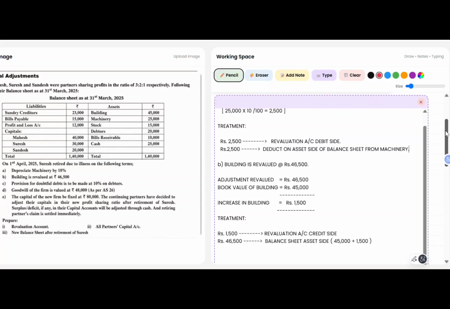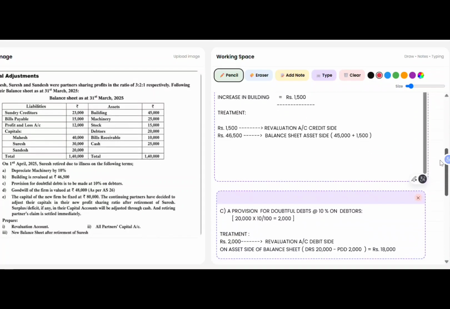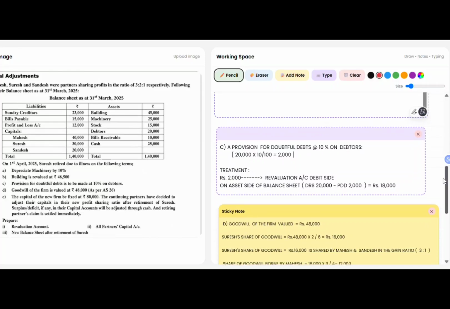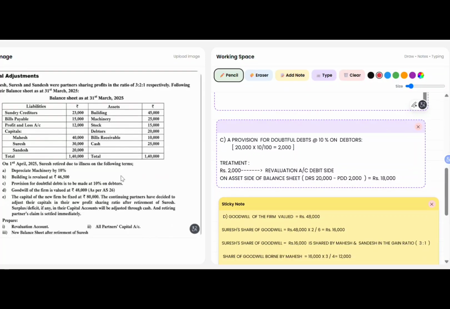Now moving on to the third adjustment, that is the provision for doubtful debts. The provision for doubtful debts is to be made at 10% on debtors. So it is the decrease in the debtors. So they have asked us to provide a provision for doubtful debts at 10% on debtors. So debtors given in the balance sheet is 20,000. So 20,000 into 10% will be 2,000. So this is the decrease that is to be made on the debtors, which will be a loss.